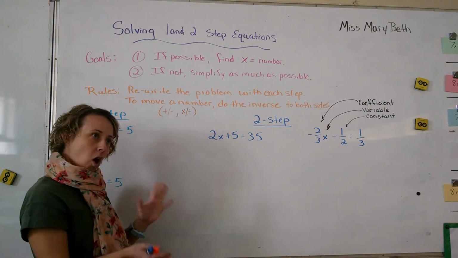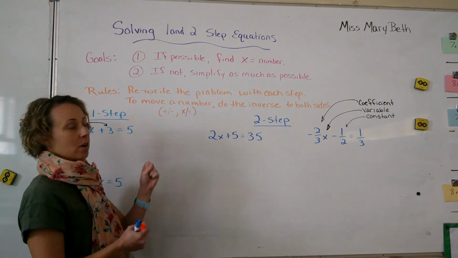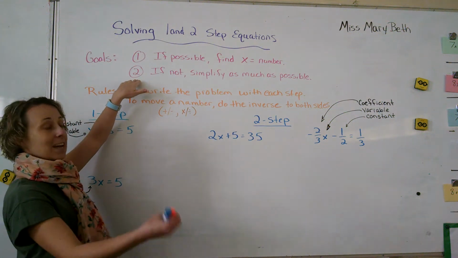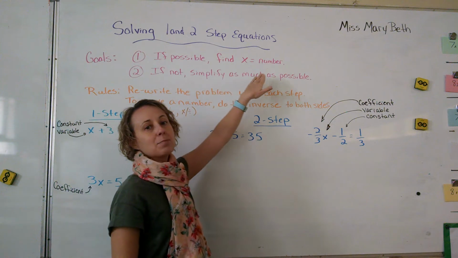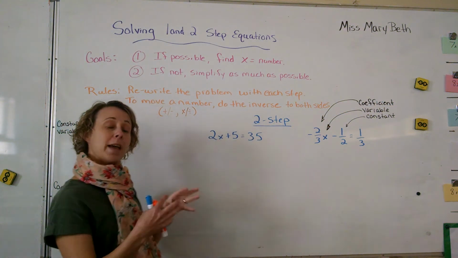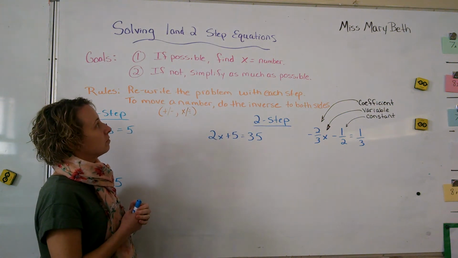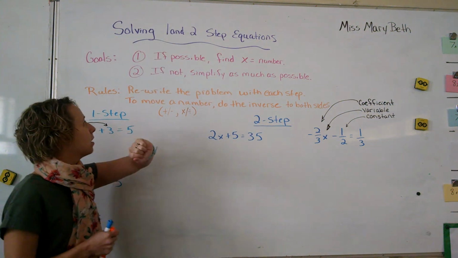Now, in all of our problems, it may not be possible to get that far. If I can't get down to x equals a number, then my second goal would just be to simplify as much as possible. So make it as simple as possible. 2 goals. Okay, here we go.